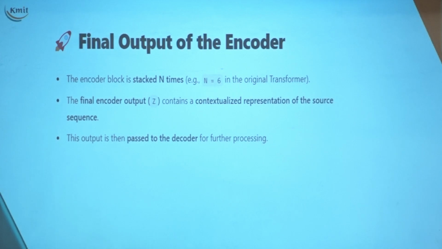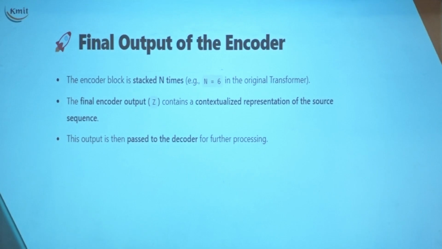Okay. So the final output is called Z here. The input was what? X. The output of the encoder is what? Z. Now that Z contains what? Contextualized representation of the source sequence. What do you mean by source sequence?